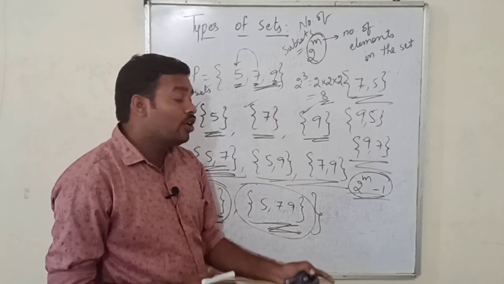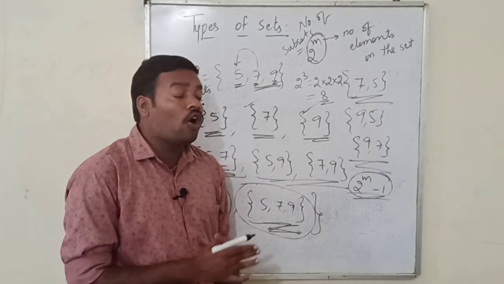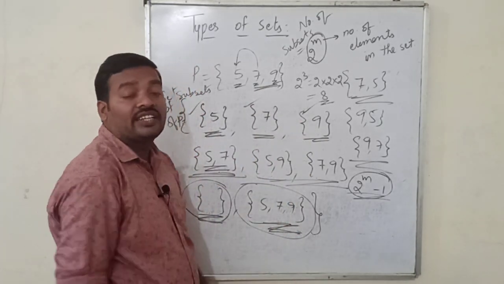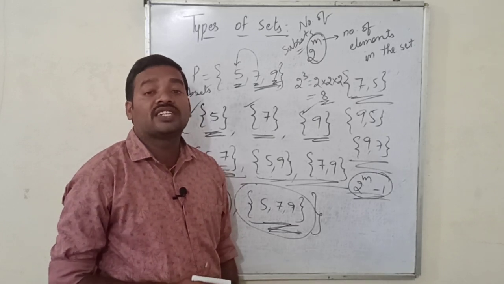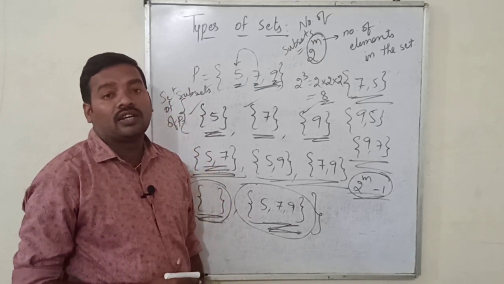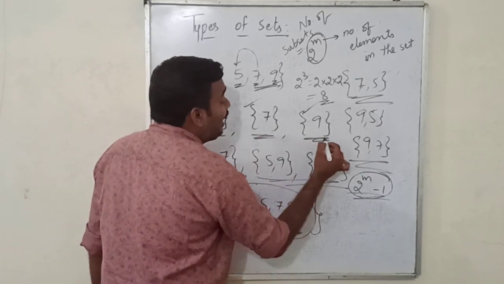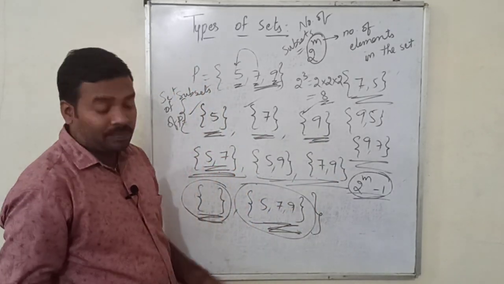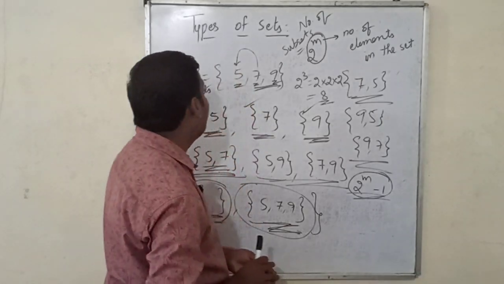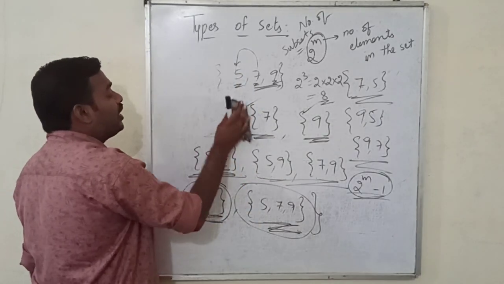If you are writing the set of all the subsets of a set, then that set is the power set of the given set. That means you are considering all the subsets as elements of the set. Next we shall go for equal sets and equivalent sets.